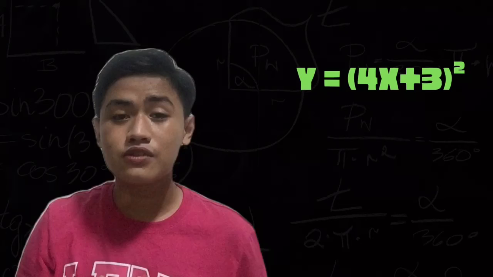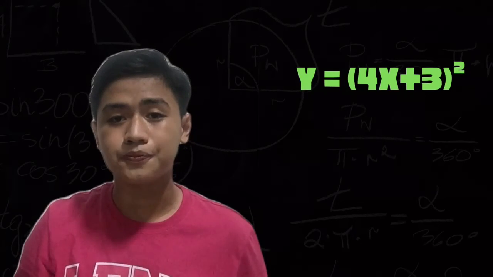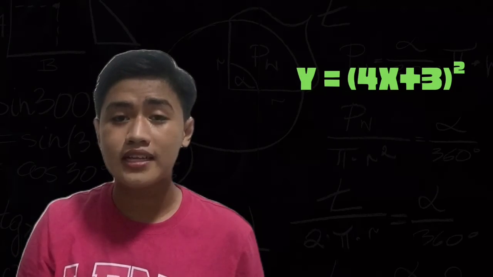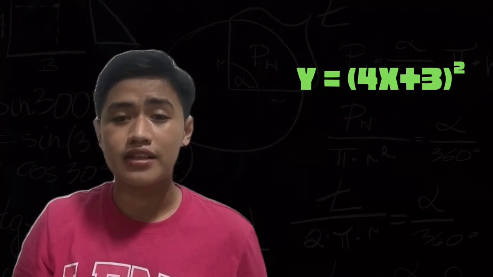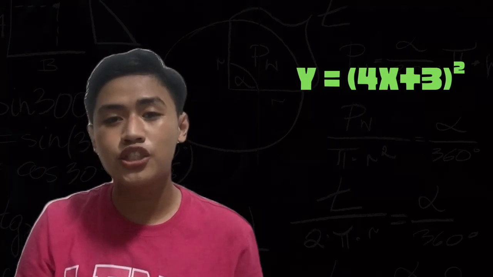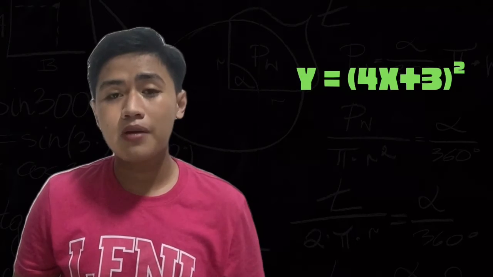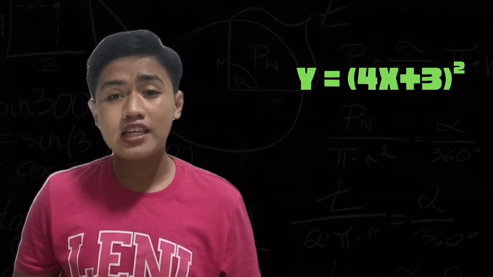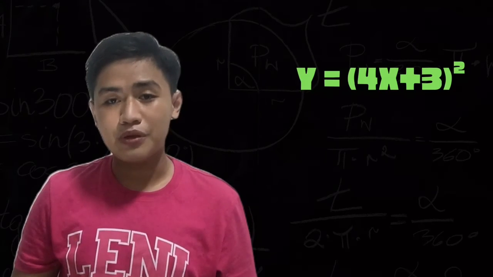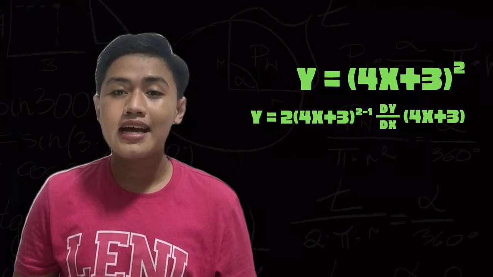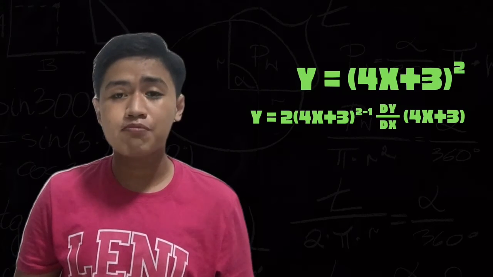Differentiate y equals the quantity 4x plus 3 squared. Based on the given example, we can actually solve this using the product rule as well as expand it and give its derivatives. But for this time, we are going to be using the chain rule. We multiply the exponent to 4x plus 3 and then subtract the exponent by 1. That will be y prime equals 2 times the quantity 4x plus 3 to the power of 2 minus 1 times d over dx of 4x plus 3.